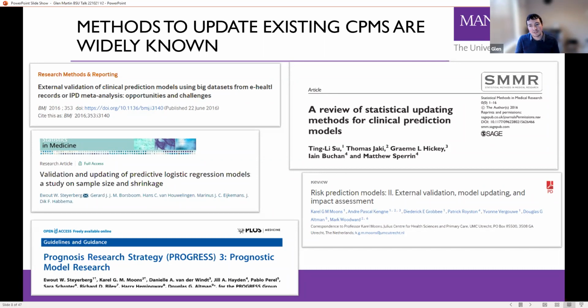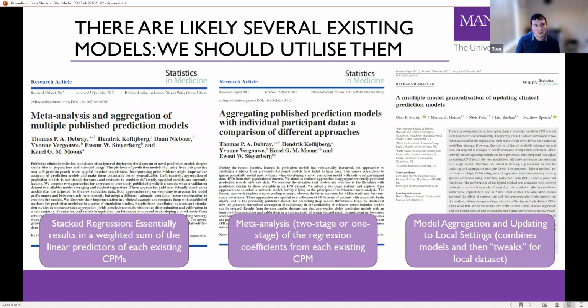Now, where this gets interesting for me is that each of these methods focus on a single model. Okay, they apply these model updating techniques to a single previously published CPM. But obviously, as I said, there are hundreds of models for any given clinical context, and so wouldn't it be nice if we could utilize all of those models that might be relevant for our prediction task? And so this is a collection of papers that essentially try and do that.